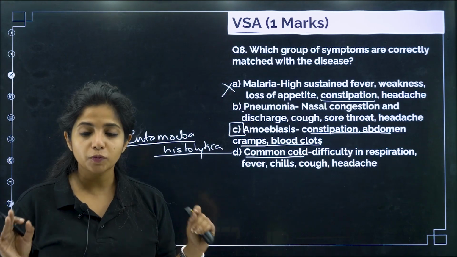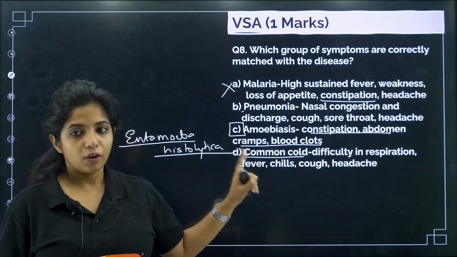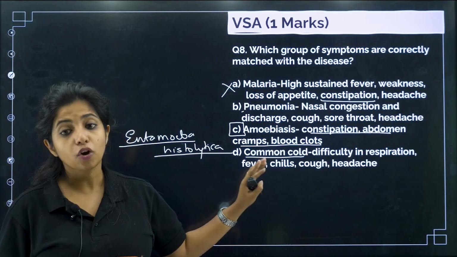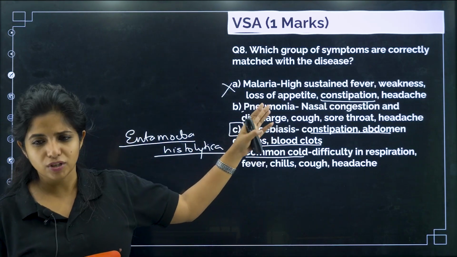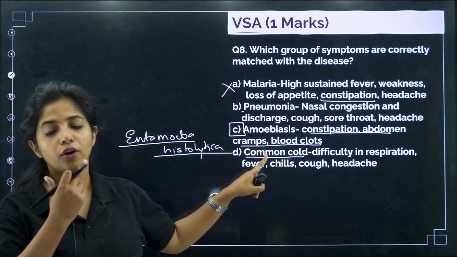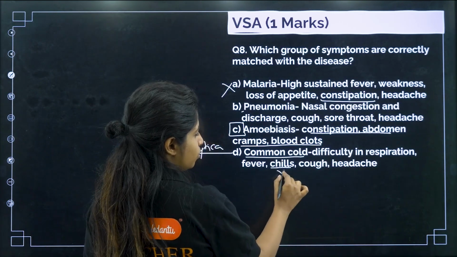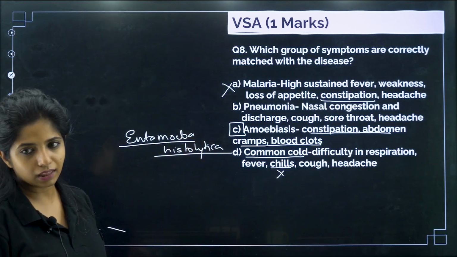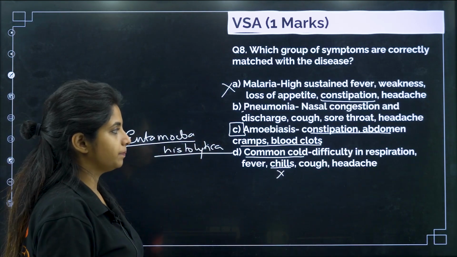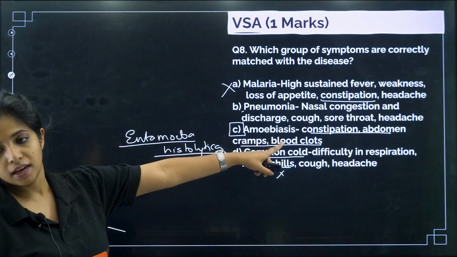So your lower respiratory tract is affected by pneumonia. Your higher respiratory tract is affected by common cold. Pneumonia causes trouble in both, but this one is only for the upper respiratory tract. So difficulty in respiration does not come under the chills and all. No, children, there are no chills and things like that you can find over here. Got it? So amoebiasis has the correct option.